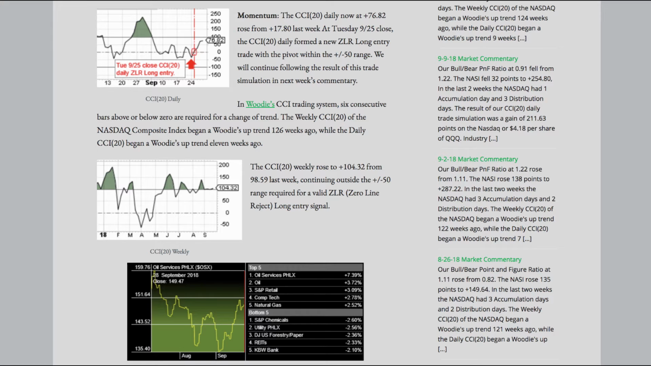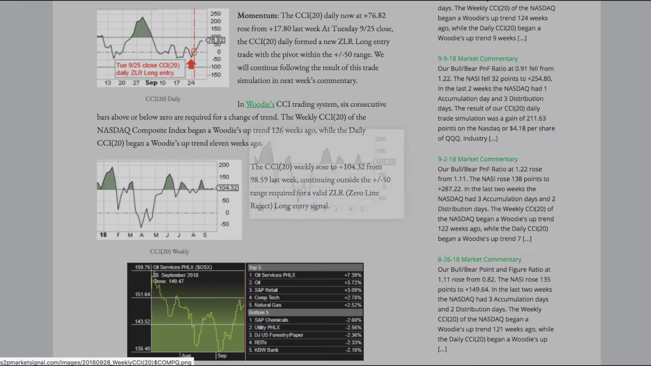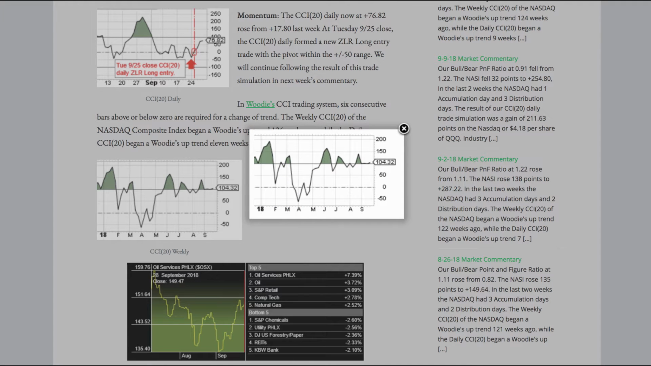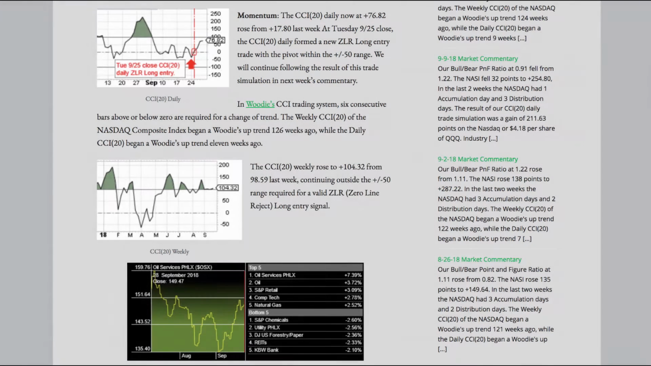The weekly CCI 20 of the Nasdaq Composite Index began a Woody's uptrend 126 weeks ago, while the daily CCI 20 began a Woody's uptrend 11 weeks ago. The CCI 20 weekly rose to a positive 104.32 from 98.59 last week, continuing outside the plus or minus 50 range required for a valid zero-line reject long entry signal.